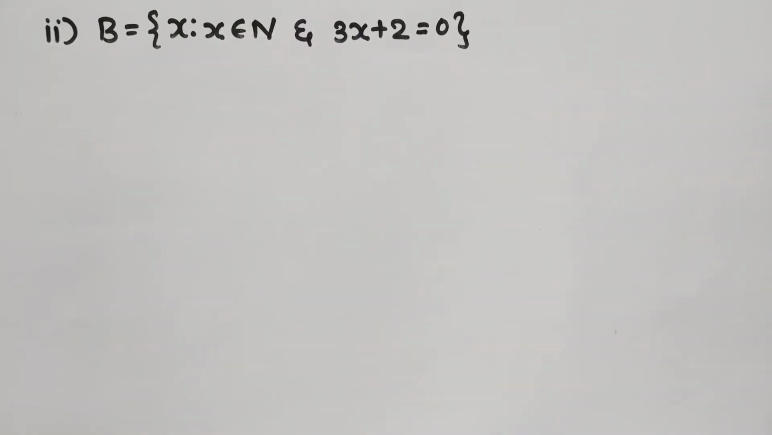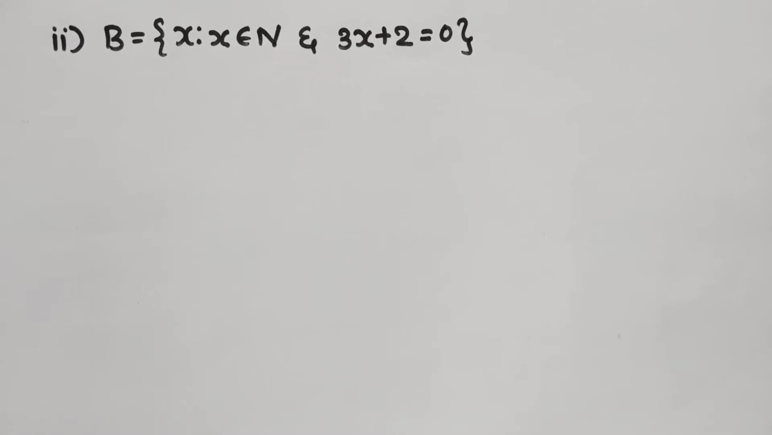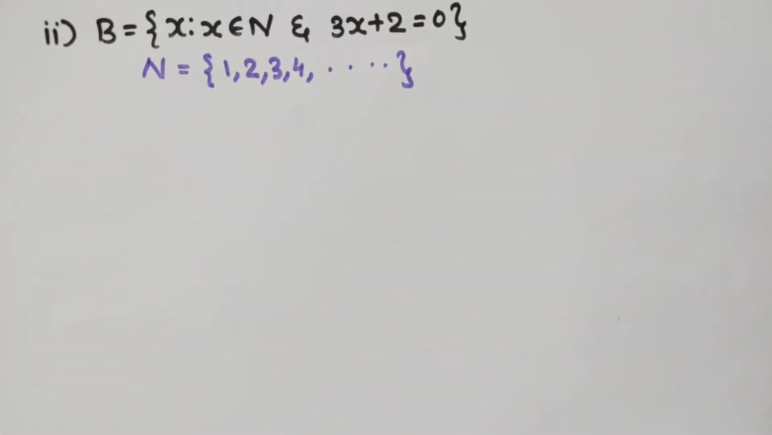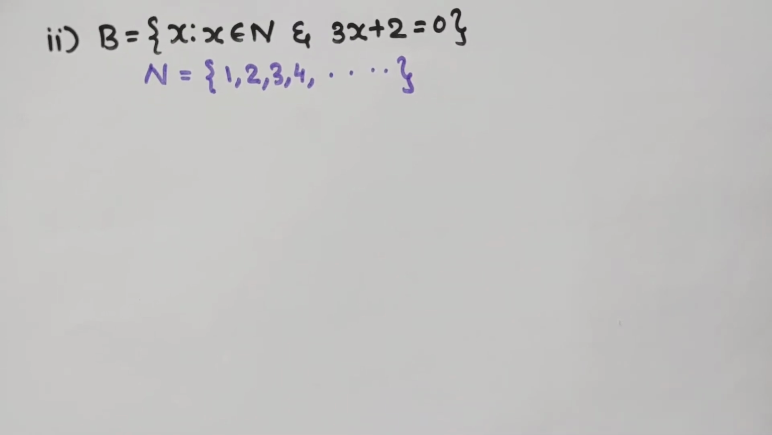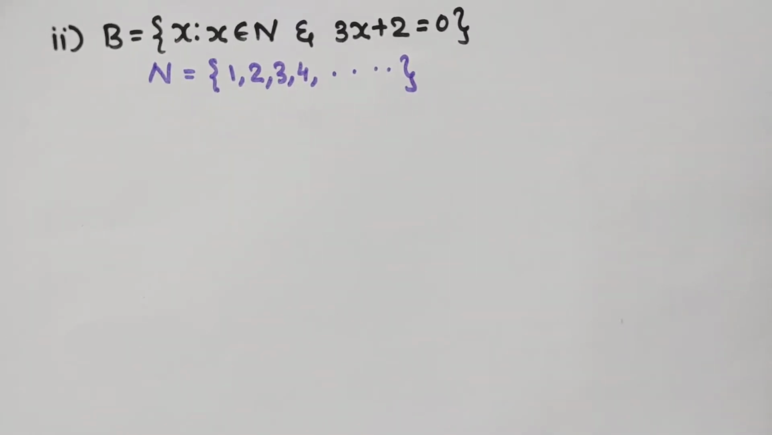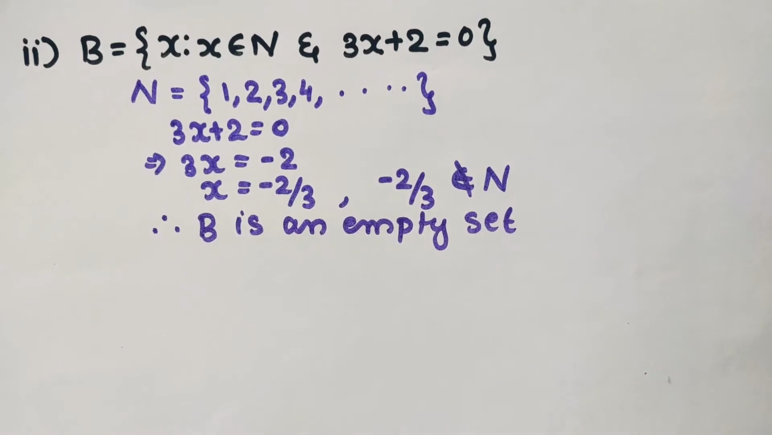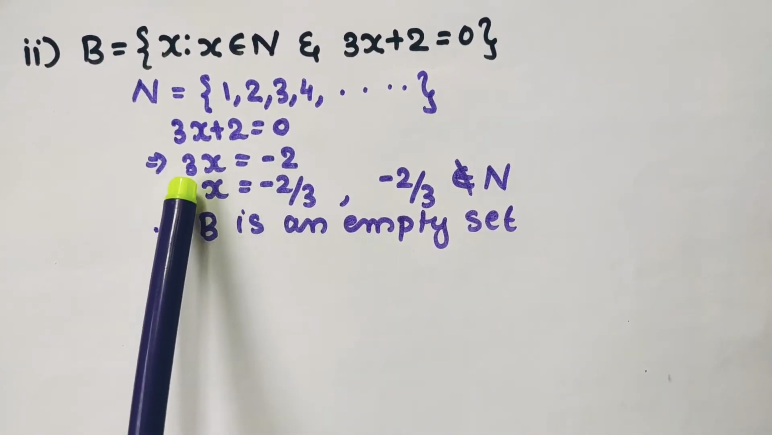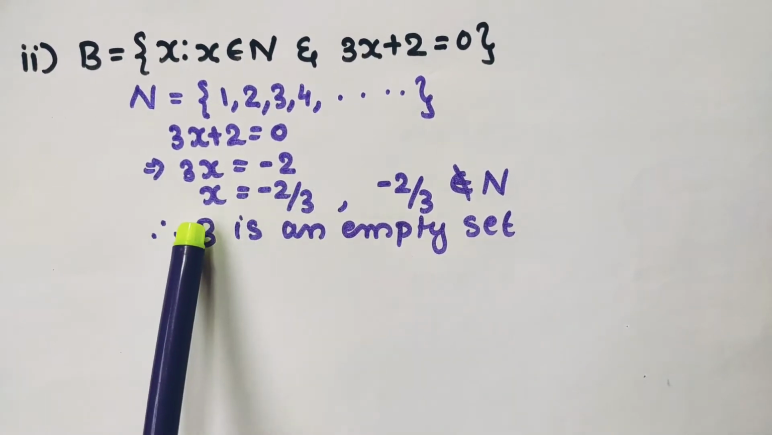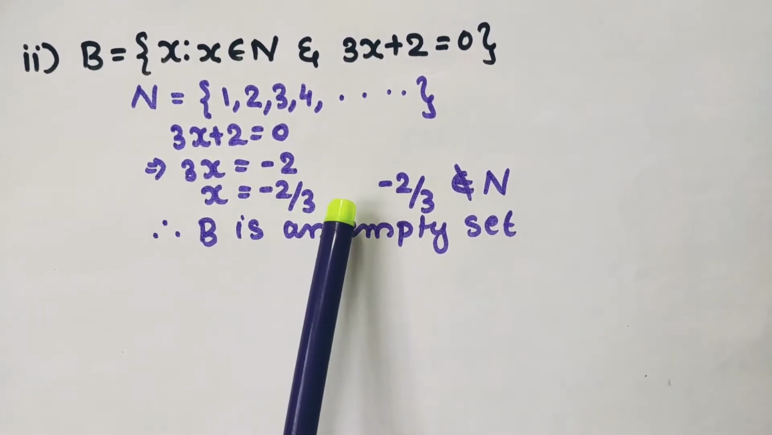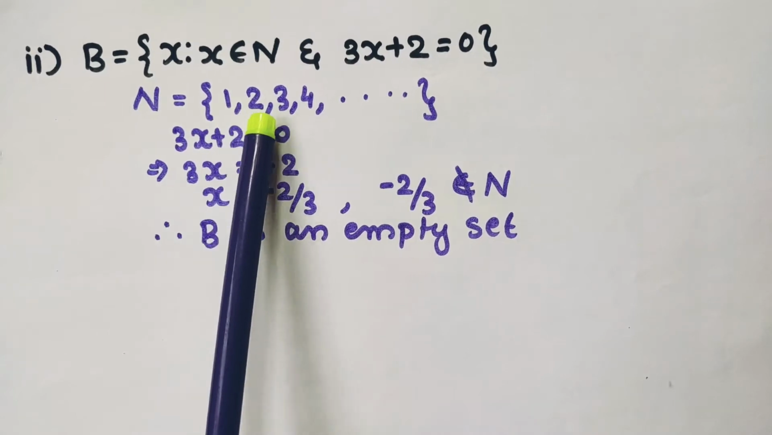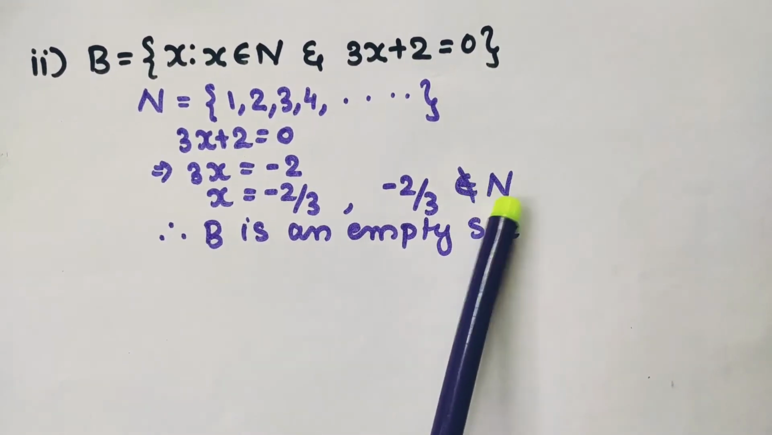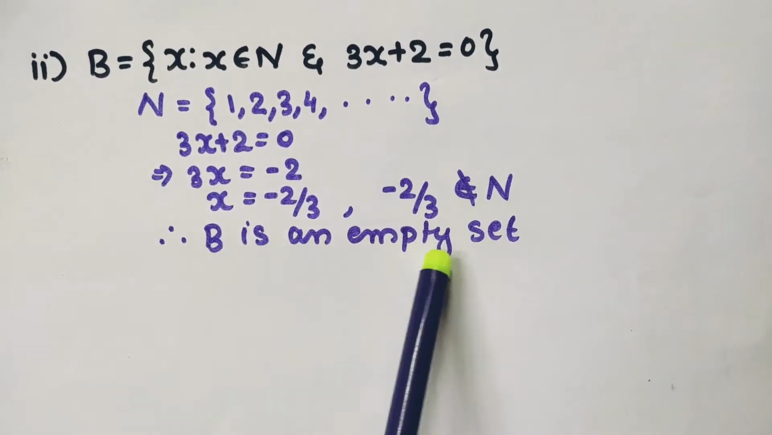Let B be the set of all x such that x belongs to natural numbers and 3x plus 2 is equal to 0. We know that the set of natural numbers contains 1, 2, 3, 4 and so on. 3x plus 2 is equal to 0, which implies 3x is minus 2, so x is equal to minus 2 by 3. Minus 2 by 3 is not a natural number. Minus 2 by 3 does not belong to the set of natural numbers. Therefore, B is a null set.